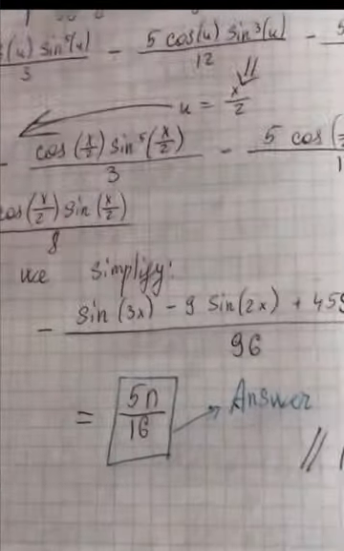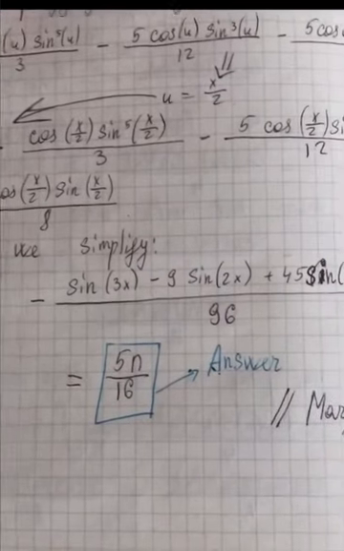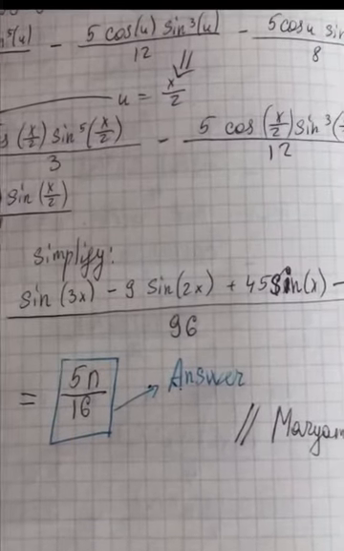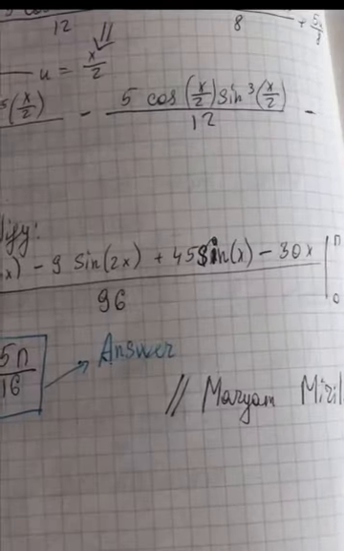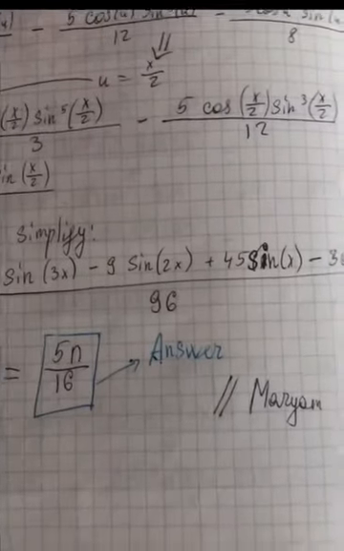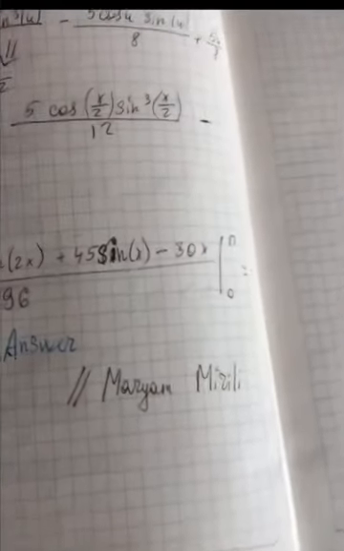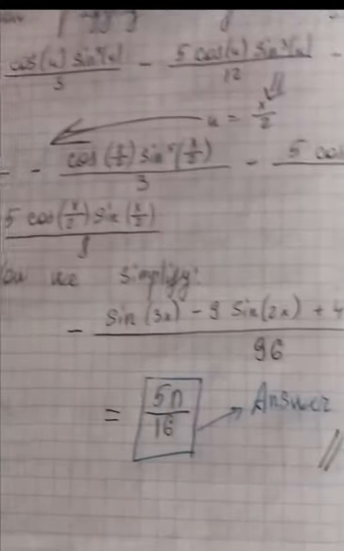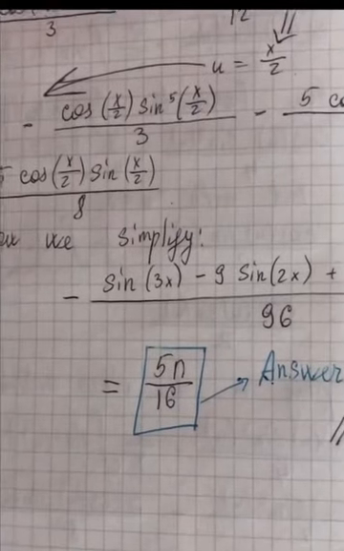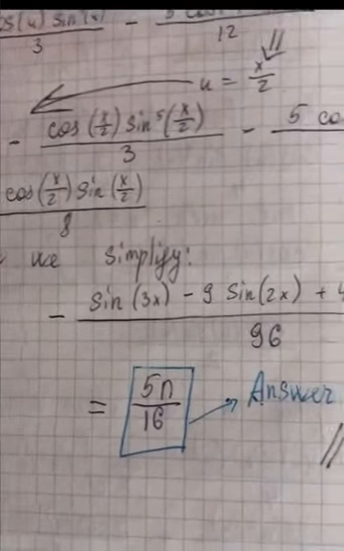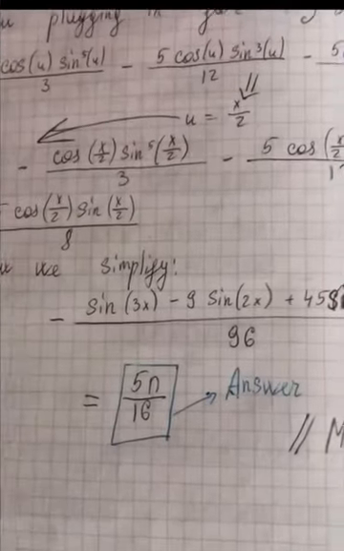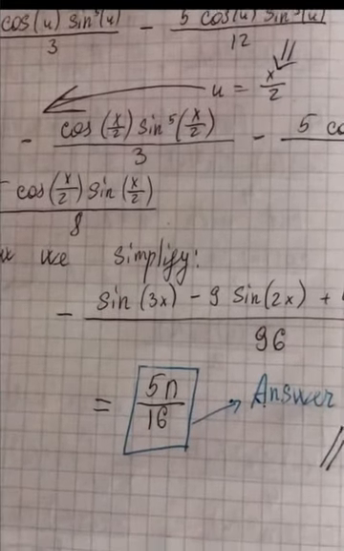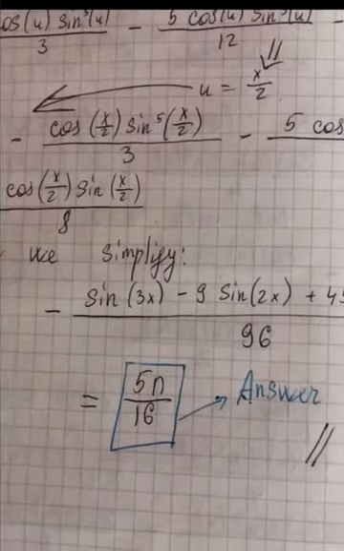Now we simplify it and we get minus sine 3x minus 9 sine 2x plus 45 sine x minus 30x, divided by 96, on an interval from pi to 0. And our answer equals 5 pi divided by 16 when we plug in the limits. By simple calculations, you can check that when we put pi instead of x, we will get exactly this answer. So for that, there is no need to explain anything. You can just use your calculator.